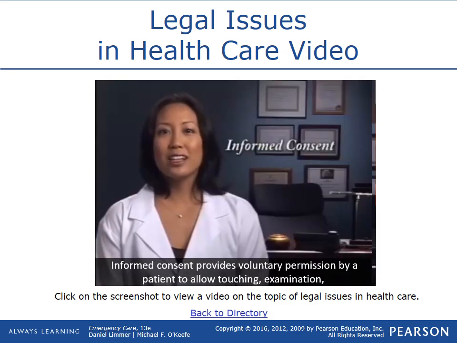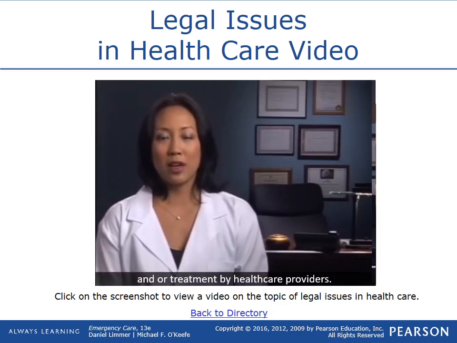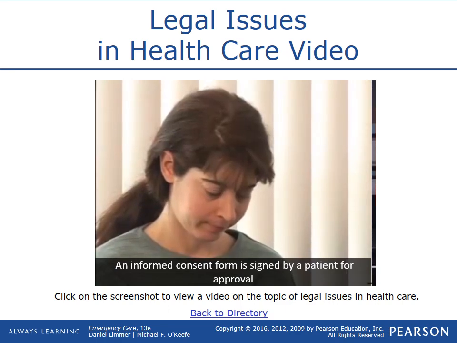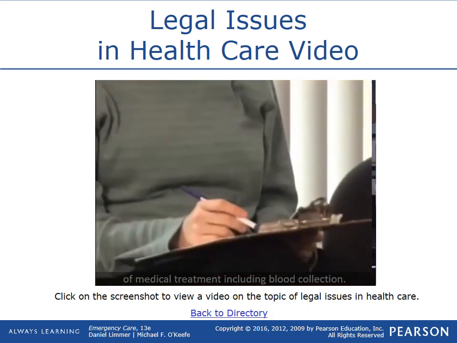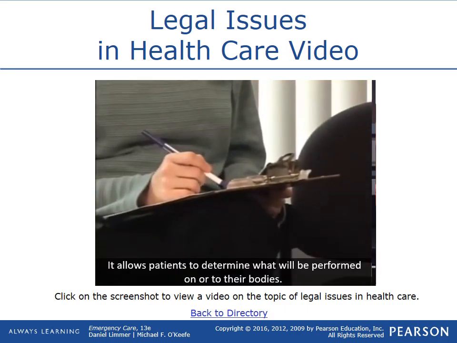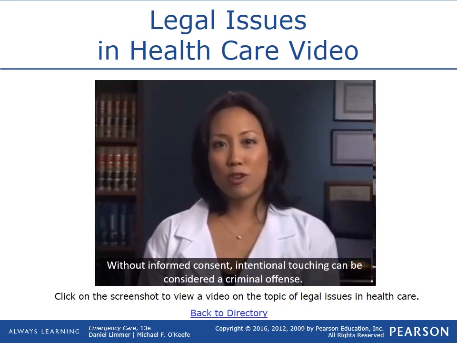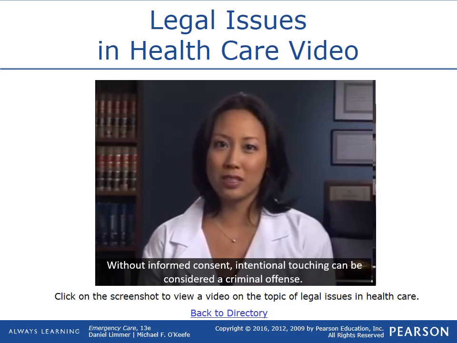Informed consent provides voluntary permission by a patient to allow touching, examination, and/or treatment by healthcare providers. An informed consent form is signed by a patient for approval of medical treatment, including blood collection. It allows patients to determine what will be performed on or to their bodies. Without informed consent, intentional touching can be considered a criminal offense.